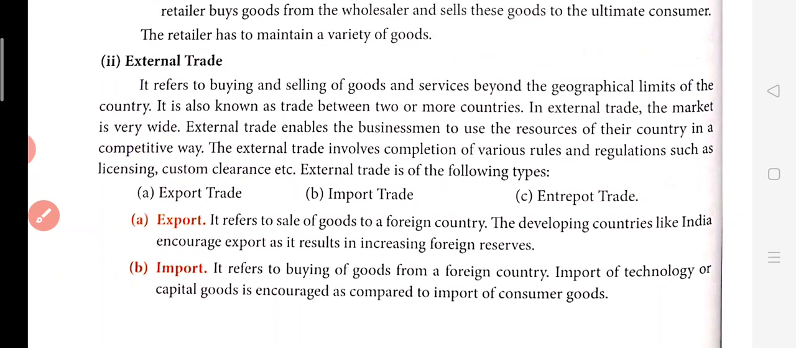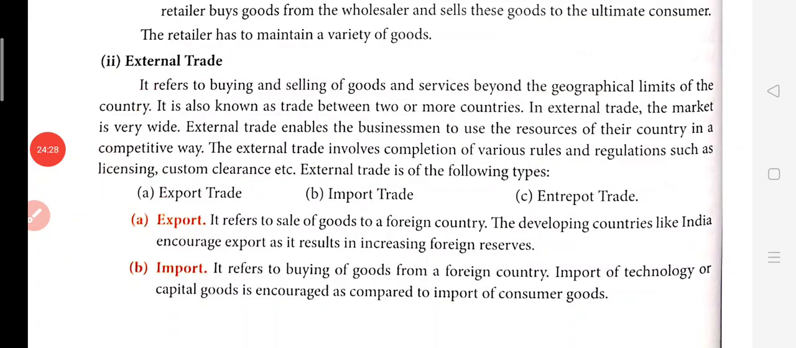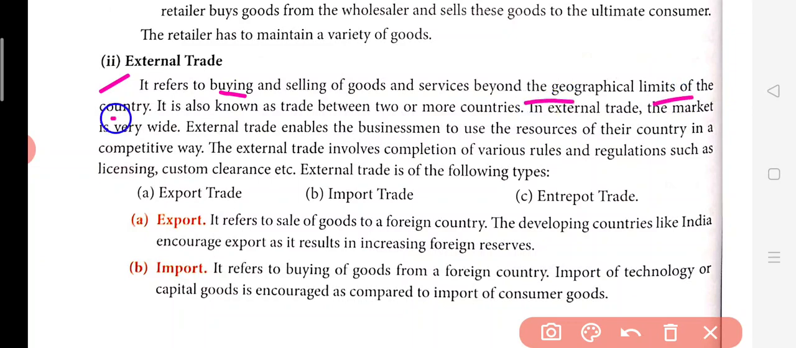Now we'll talk about external trade here. What is external trade? External trade is very simple to understand. It refers to buying and selling of goods and services beyond the geographical limit of the country. It is a trade between two or more countries. Just remember this much.